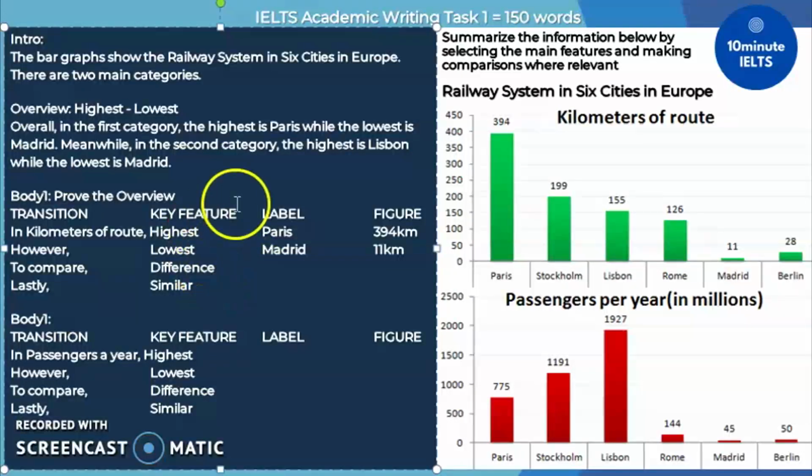Since we will not hit the word count with just summarizing the highlights, we also need to make comparisons where relevant. My technique is to compare the highlights that we're giving in the first 2 sentences, which are Paris and Madrid. When I say compare, one way is to get the difference, and the difference between them is 383 kilometers. After which, we can look for the opposite of a difference, which is a similarity. And in the graph, while Lisbon and Rome are close to each other, it seems Berlin and Madrid are even closer.